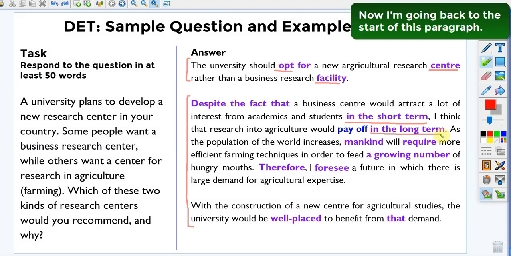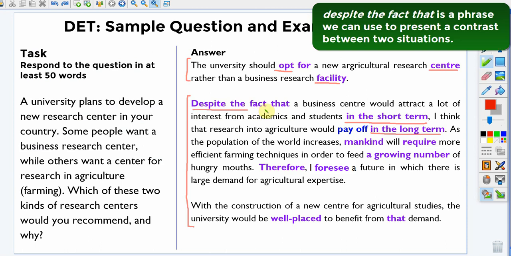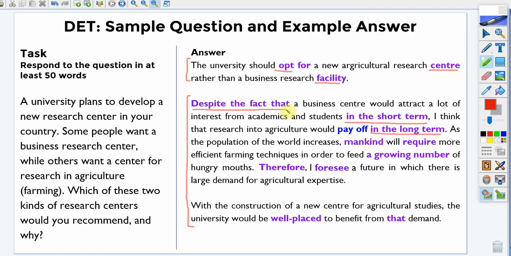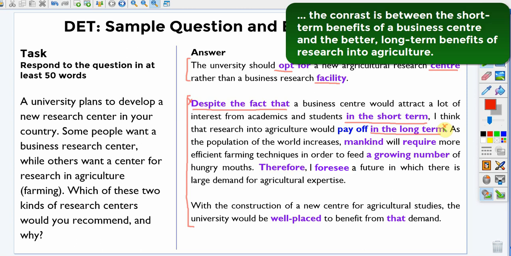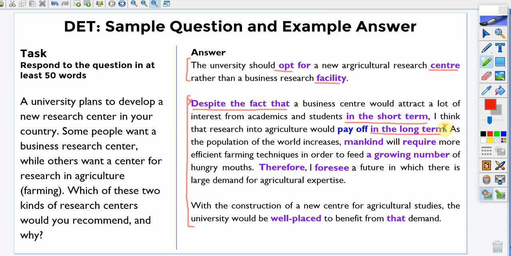Now I'm going back to the start of this paragraph. Despite the fact that is a phrase we can use to present a contrast between two situations. In this sentence, the contrast is between the short-term benefits of a business centre and the better long-term benefits of research into agriculture.